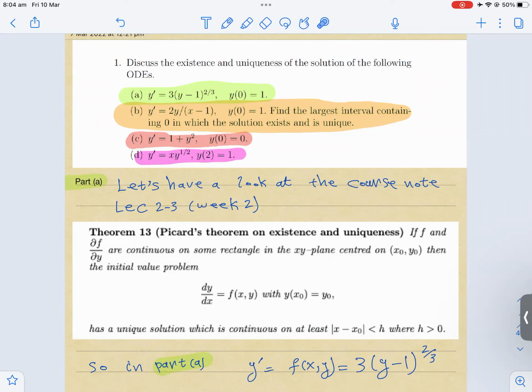Hello everyone. So let's have a look at question one. Unfortunately, in tutorial sessions we have lots of questions and only 1 hour. If I were in the engineering department, I would have 2 hours for 3 questions.